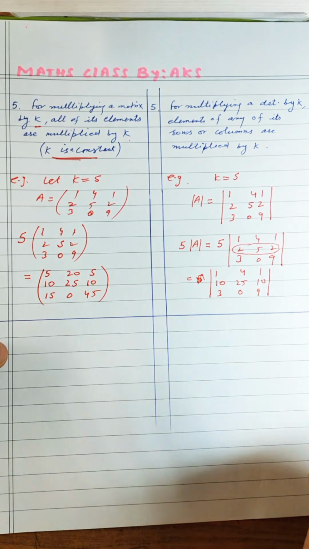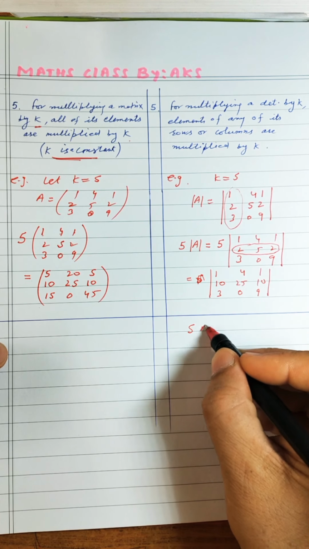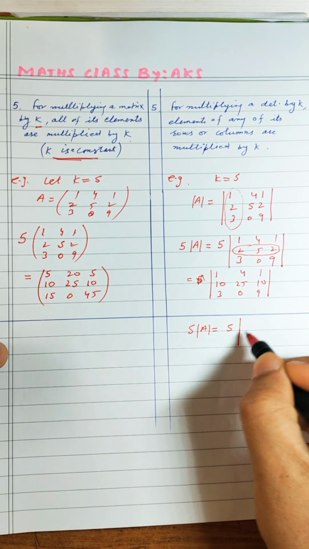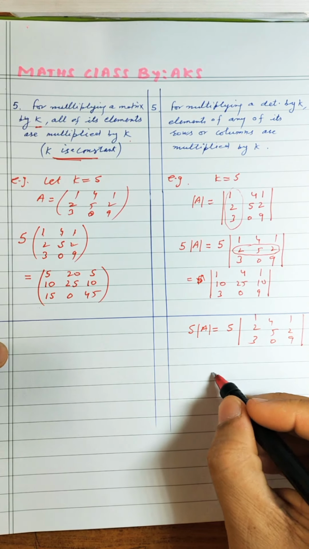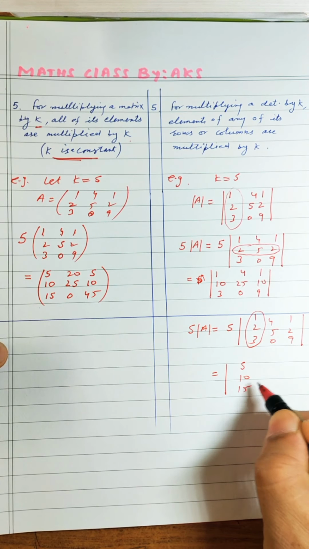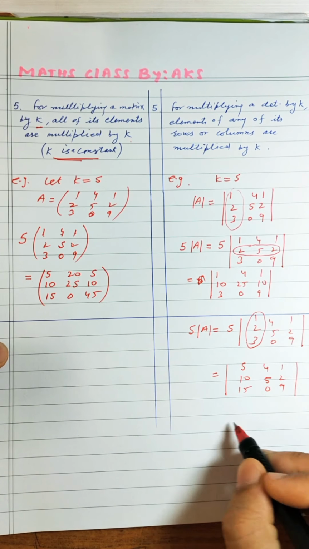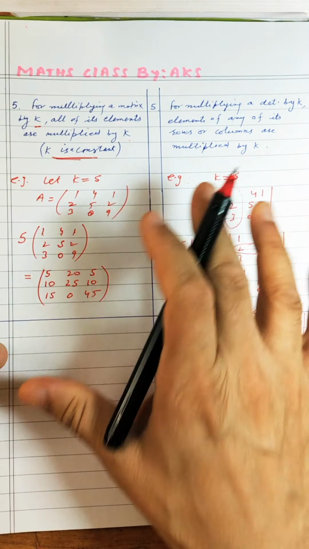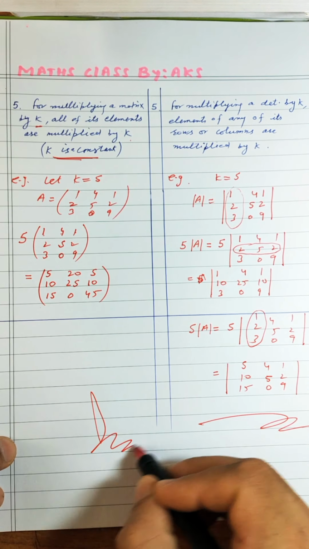If you want to multiply a column, let us suppose the first column, write in this manner. What will you get? 5, 10, 15. Other columns write as they are. So this is the difference between matrix and determinant. I think that you can understand it. Okay, thank you very much. That's all.